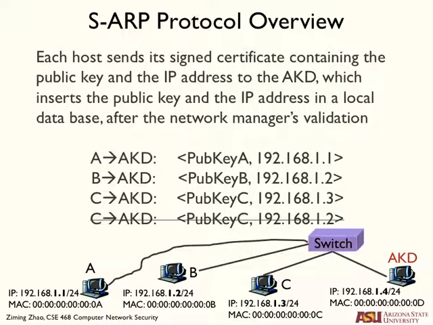So all the hosts in this network are supposed to send the certificate to the AKD, and the AKD is going to manually verify that. For example, host A will send its own public key and IP address. B and C do the same thing. If host C is the attacker here, and he wants to send its public key and its IP as a certificate to the AKD, the manager will notice that and will reject this. So we'll know that in the AKD we have all the valid certificates, even though we did that manually, not automatically.